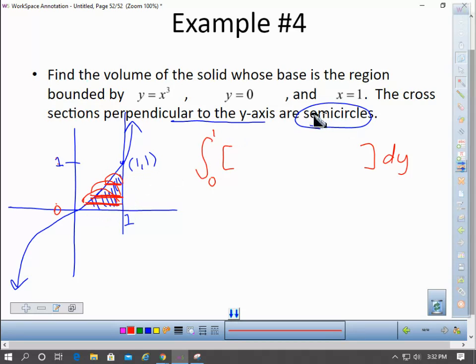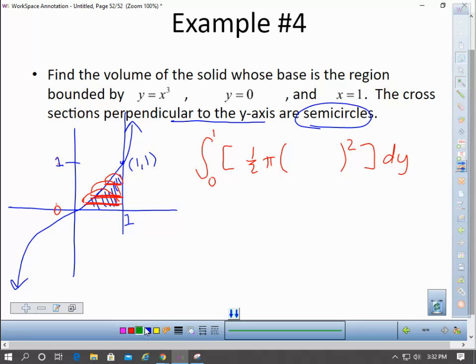So now I'm going to integrate the formula of what I'm building on this region. So what I'm building is semicircles. So the formula for a semicircle is 1/2 pi radius squared, right? That's the formula for a semicircle because it's half of a circle. So 1/2 pi r squared. So we just have to figure out what's making the radius of each one of these little semicircles.